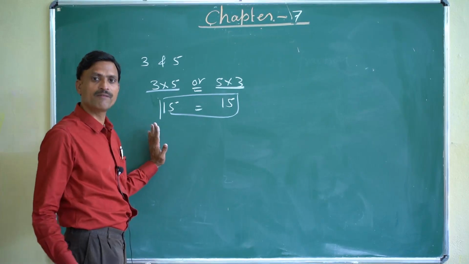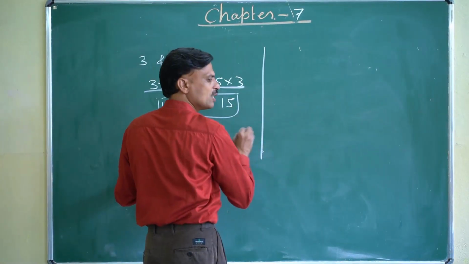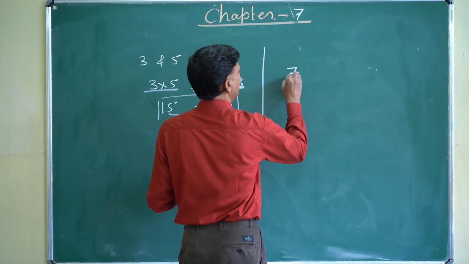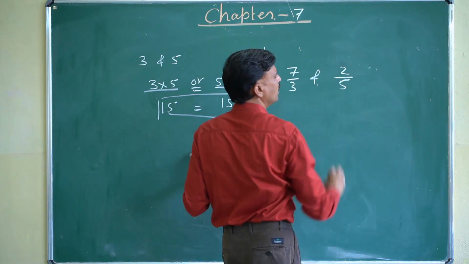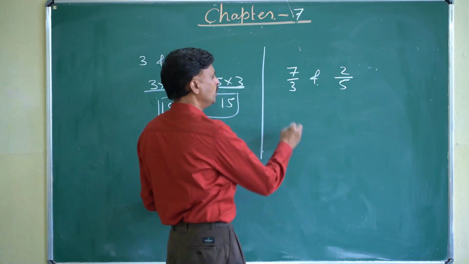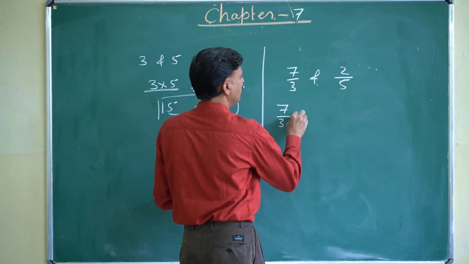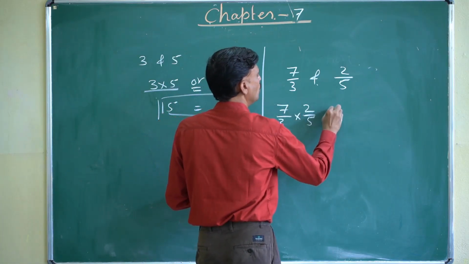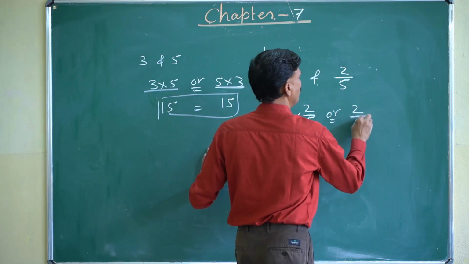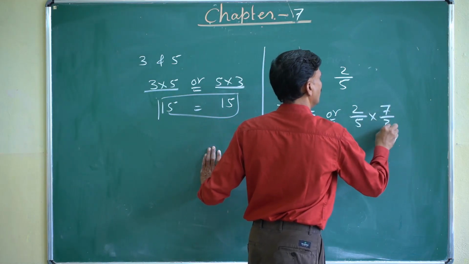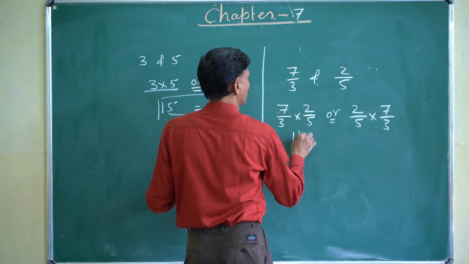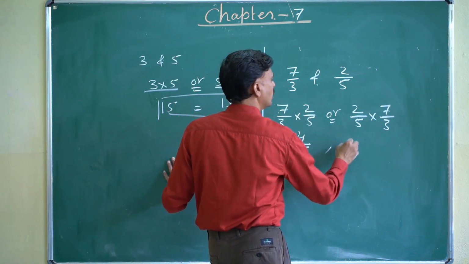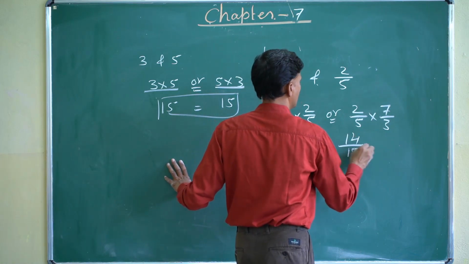The same thing applies to fractions also. If you have two fractions, you can take any, like 7 by 3 and 2 by 5. These are the two fractions. Either you multiply 7 by 3 into 2 by 5, or you multiply 2 by 5 into 7 by 3. The result will be the same. What will it come? 14 upon 15. Here also, 14 upon 15. No change, right?